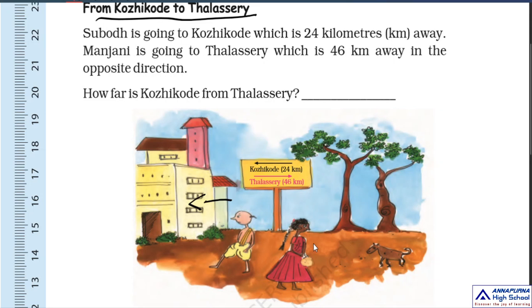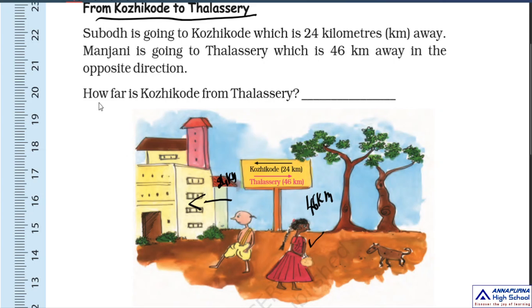And this girl is Manjani, and she is going to Thalassery, which is 46 kilometers away. So Subodh is going to Kozhikode and Manjani is going to Thalassery. From this place Kozhikode is 24 kilometers away, and from this place Thalassery is 46 kilometers away.